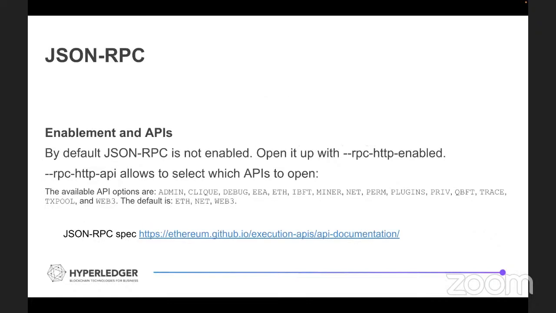Here's one that trips everyone, me included. When you start Besu and you forget to enable the RPC, it's not enabled by default. Guess what? That happens to me every single time I run Besu. I always forget this thing. So open it up with --rpc-http-enable. If you want WebSockets, then it's WS instead of HTTP, right?